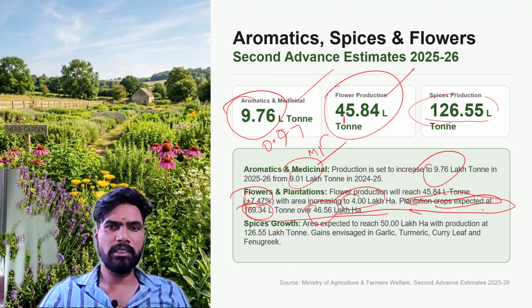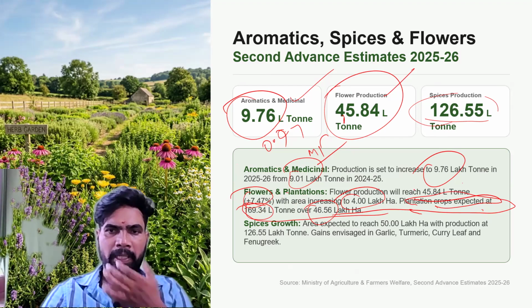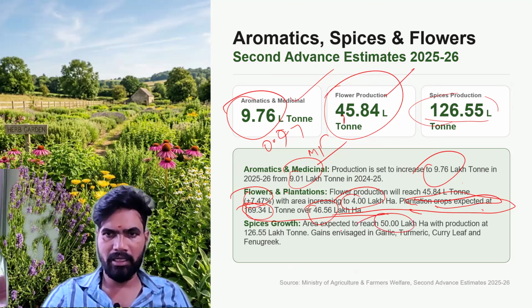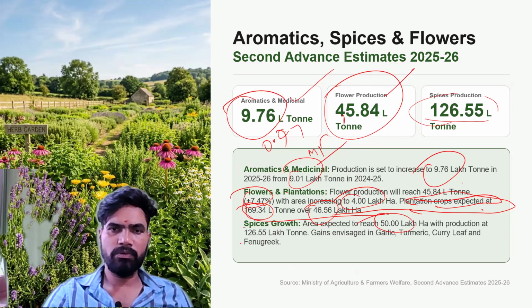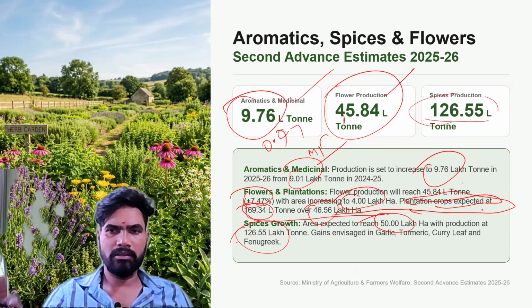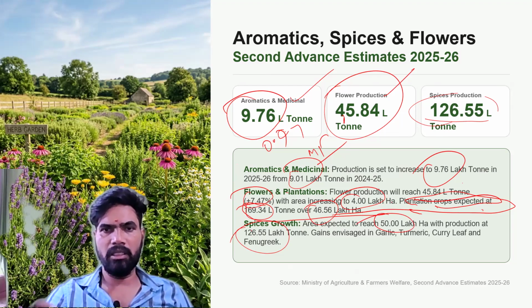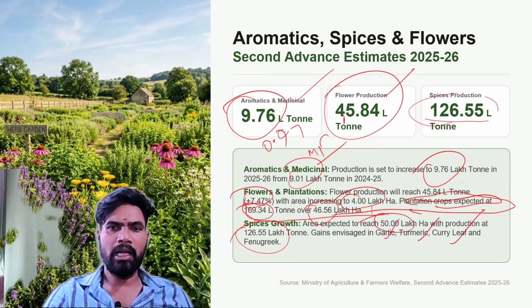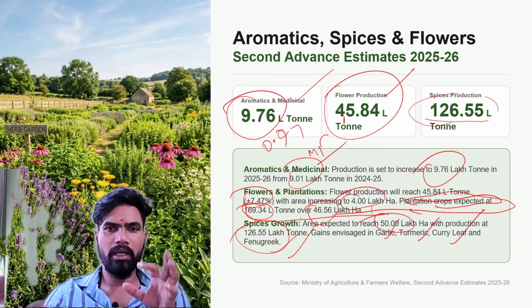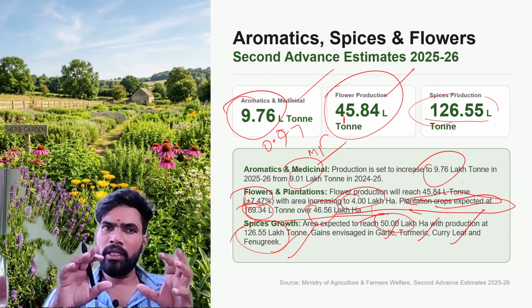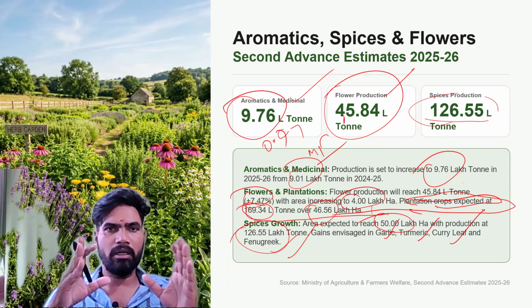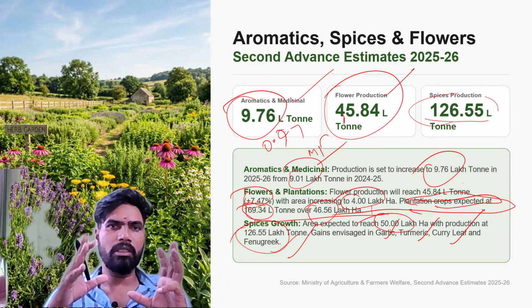Then finally we will see the growth of the spices. The area under spices cultivation is expected to reach 50 lakh hectares, and the production is set to reach 126.55 lakh tons. The top gainers in the spices are garlic, turmeric, curry leaves, and fenugreek. Very little information I would say, or small data, but very, very important data. As an aspirant of UPSC, you should know all this data.